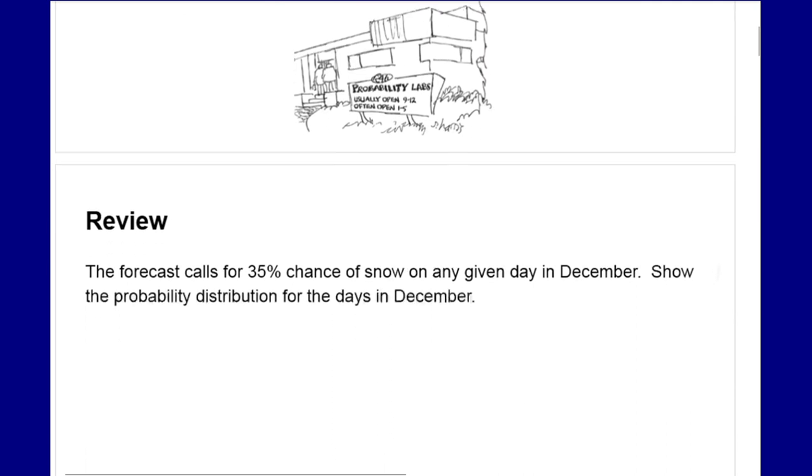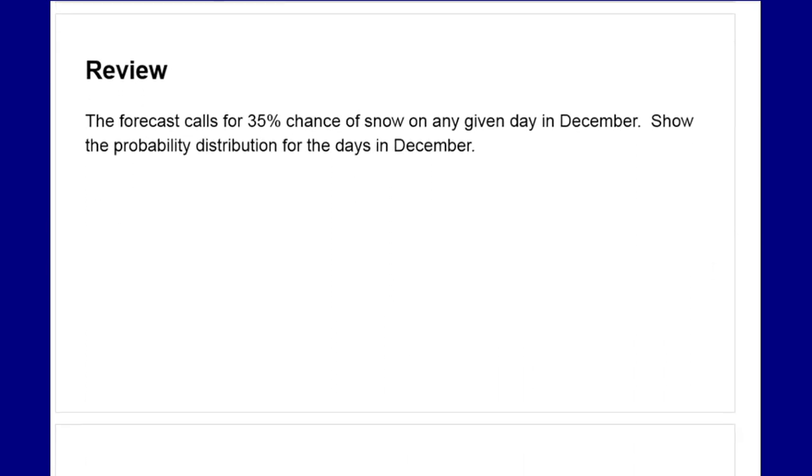Before we get into it though, let's do a little bit of a review of what we've covered. The forecast calls for a 35% chance of snow on any given day in December, and we want to show the probability distribution for those days. So we need to create a table, because we have to look at each specific outcome for our random variable. Our random variable is the number of days that it could snow, as well as the probability of those outcomes.